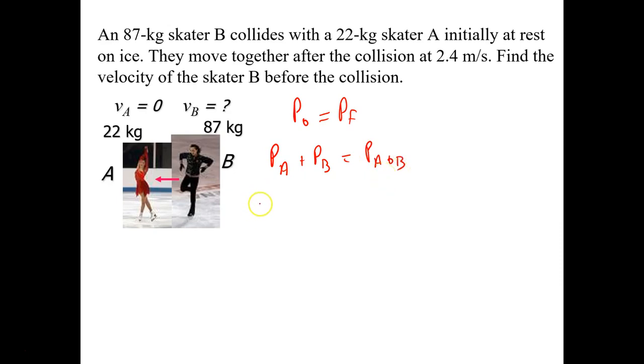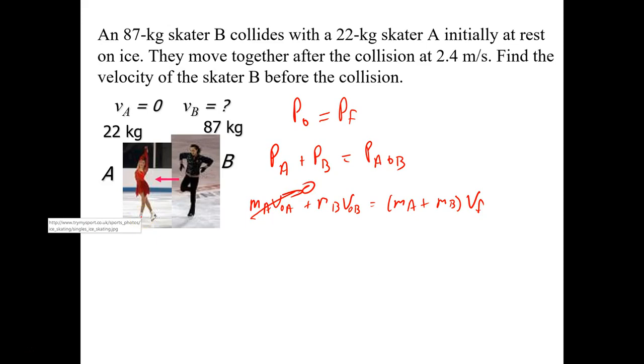From here, we know that momentum is mass times velocity. So it's the mass of A times the initial velocity of A, plus the mass of B times the initial velocity of B, which has to equal the mass at the end, the mass of person A plus the mass of person B, times the final velocity of the two people as they stick together. This term here goes to 0 because person A is initially at rest. Skater A is at rest, so she has no initial momentum.